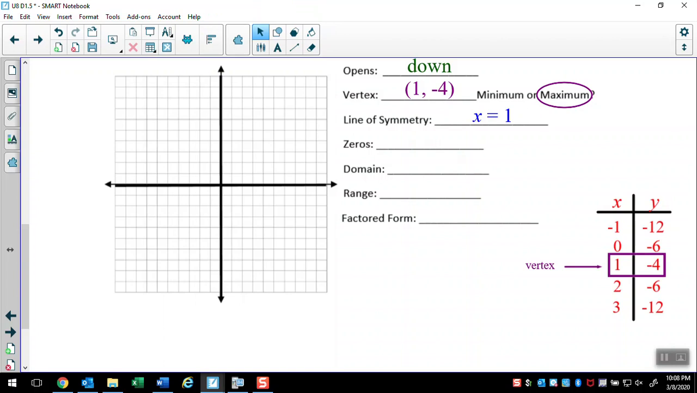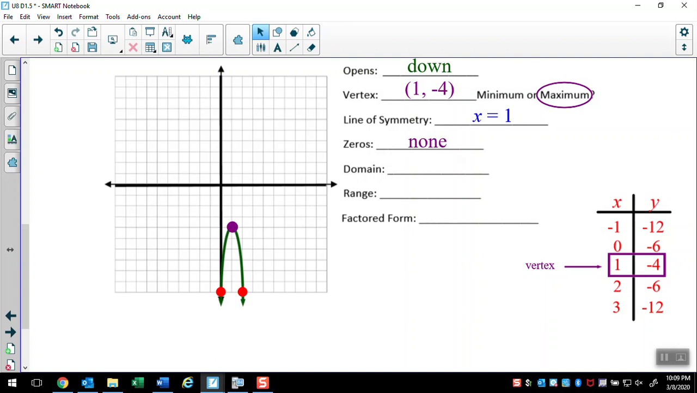All right, and so we can go ahead and graph those. So (1, -4). Right, and here are the 3 points that I could actually graph. I could not fit the (-1, -12) or the (3, -12) on there. Now I can draw in my parabola as best as I can. Okay, there's my parabola. So now my zeros. It never touched the x-axis. So that means I don't have any zeros.